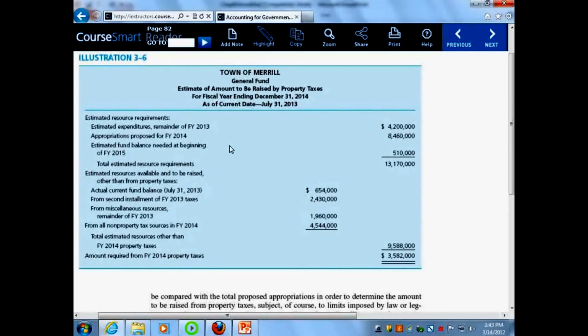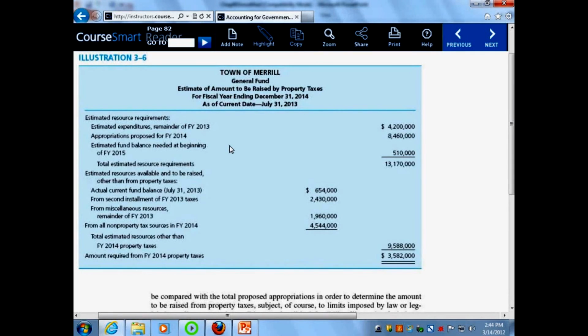In the real world, when you prepare your budget, you don't prepare it on the last day of the year. You prepare it a few months before the year end for the following year. So this year, their fiscal year is 2014, January 1 to December 31st. That's what they're trying to work with, okay? When are they preparing this? On July 31st, 2013. Five months ahead, they're trying to figure out how much taxes they need to raise.